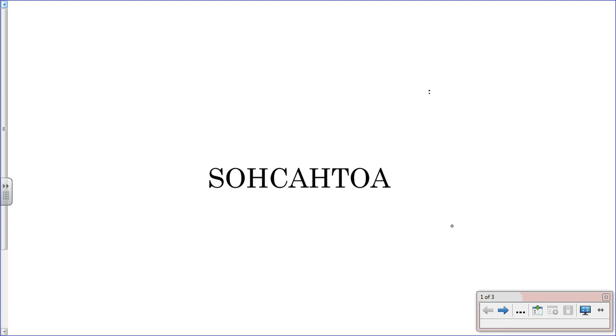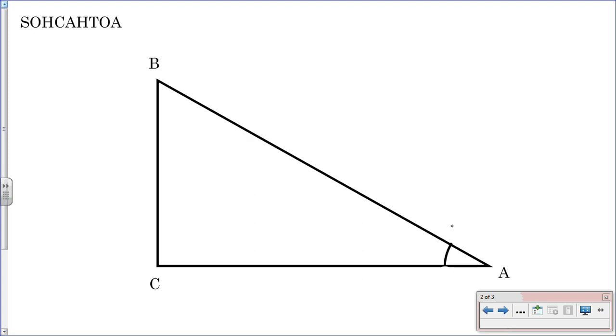SOH CAH TOA. In this video we're going to do a brief review of SOH CAH TOA that we did in the last video, just because it is that important that you remember it. So here we have our angle, and we're going to call it alpha. Let's make this a 3, 4, 5 triangle. And this is a right angle. It's not necessarily a 30, 60, 90 or any kind of special triangle, but it is a 3, 4, 5, and it is a right triangle.